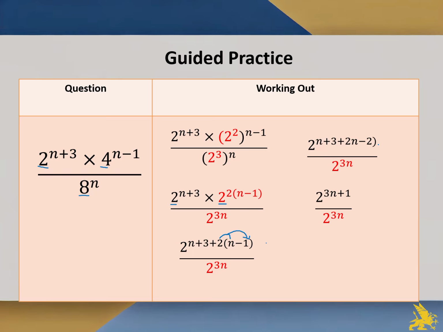So the next step is I need to now look at, we are dividing using the quotient rule. So that means we are taking away, we're cancelling. So I'm going 3n, take away 3n is cancel, and that leaves me with 2 to the power of 1, which is 2.